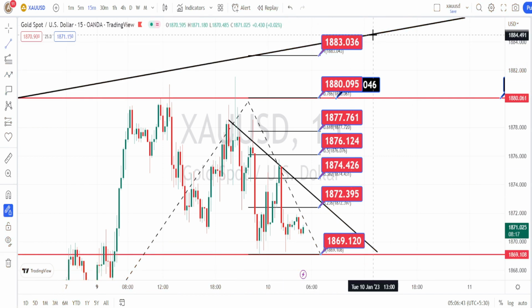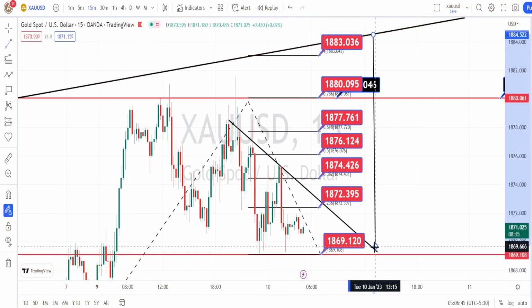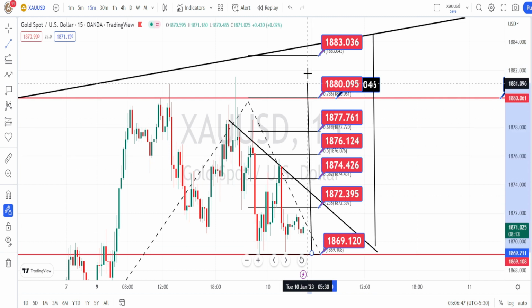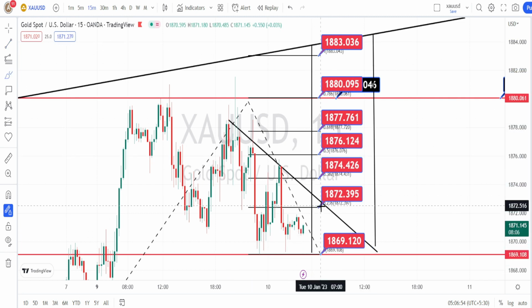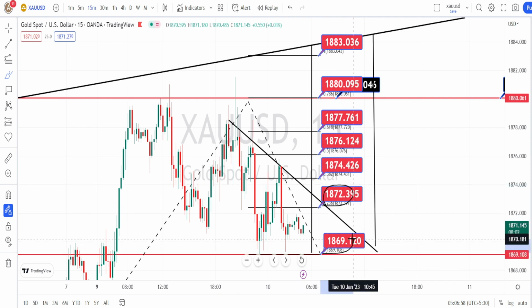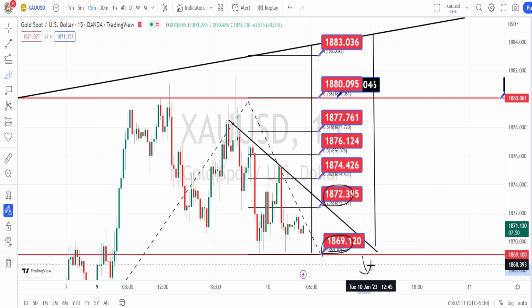So the values within these red color boxes are the resistance and support levels for the current price action in the 15 minutes time frame. Currently the price action is trading between the resistance level of 1872 and support level of 1869. And if the price action breaks the support level of 1869, we can expect the bearish side trend to continue. Please refer to the 30 minutes time frame support and resistance levels for the bearish side.